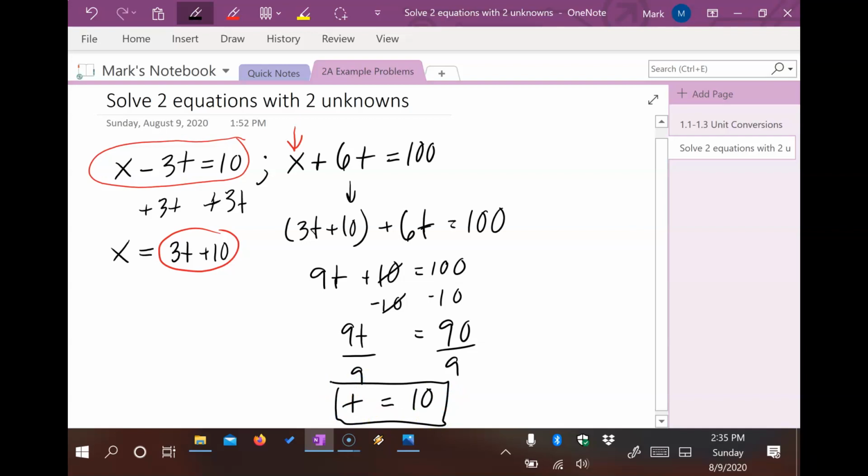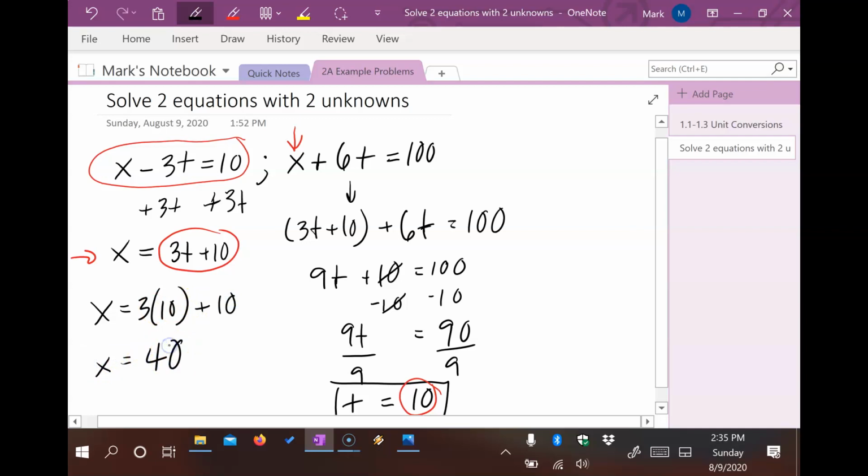Now the next step is to solve for x, and you can go back to either of the two original equations and plug in the value of t and you'll solve for x. I'm going to go back to this equation here. So let's go ahead and do that. So now x is equal to 3 times t. What's t? Well, t is 10, right? So 3 times 10 plus 10, and x is going to be 30 plus 10. That comes out to 40. So these are the two values for x and t that satisfy these equations.